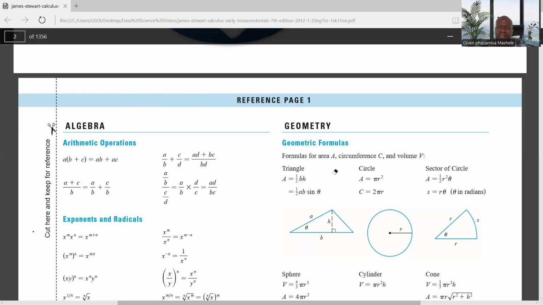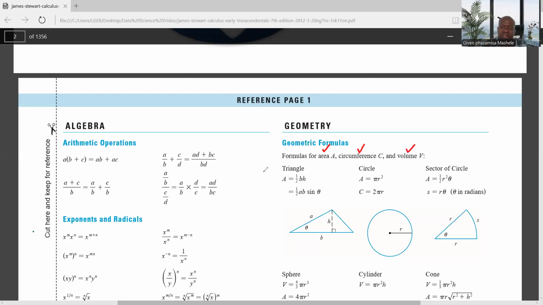And again, there is the issue of geometry. Some of these things, guys, are very, very important. The issue of geometry: being able to understand the areas, the circumference, which is called the perimeter, and also the issue of volumes.